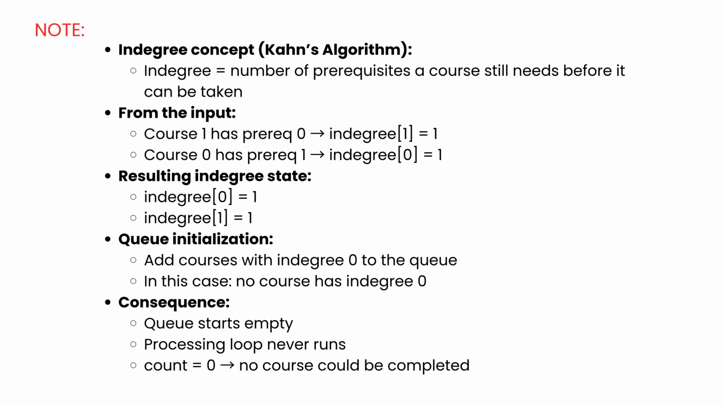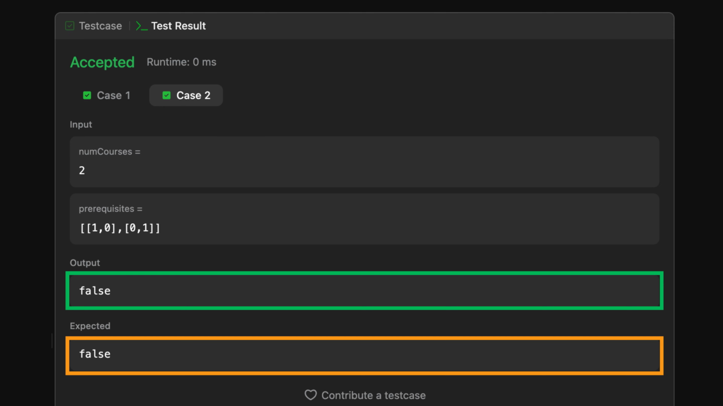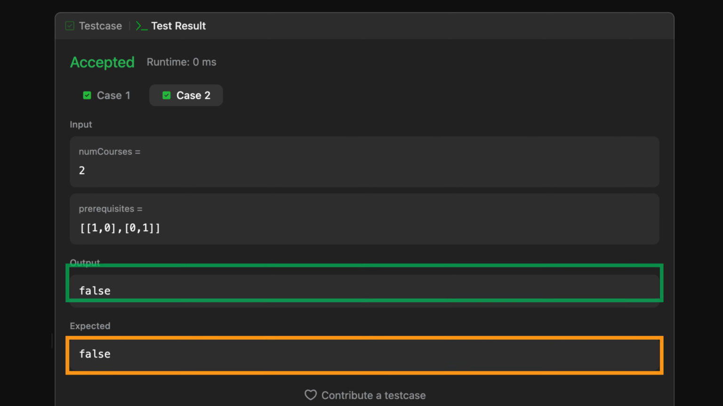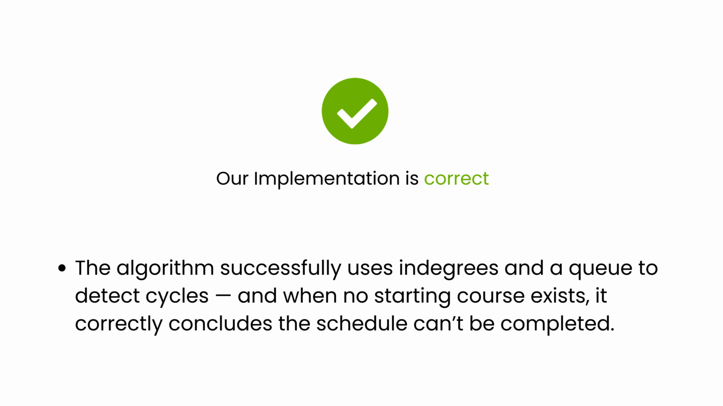So now indegree looks like indegree 0 equals 1, indegree 1 equals 1. Next, we try to add courses with indegree 0 into the queue, meaning courses we can start immediately. But in this case, none of them have indegree 0. Both courses are waiting on each other. So the queue starts empty, the loop never runs, and count stays 0, meaning we couldn't complete any course at all. And that's why the function returns false, which matches the expected output. The result makes perfect sense because this prerequisite setup forms a cycle, so there's no valid order to finish both courses. So, our implementation is correct.